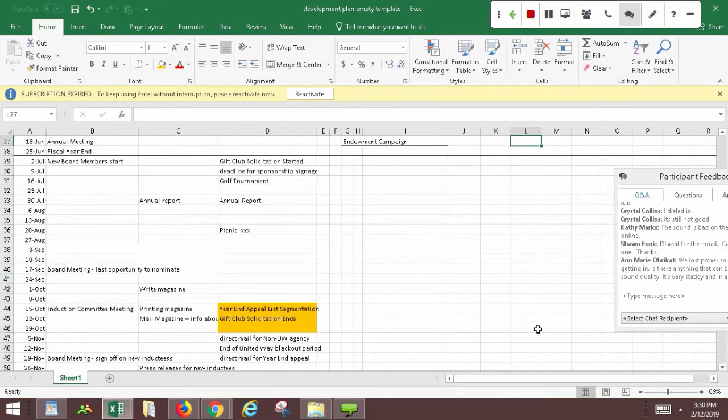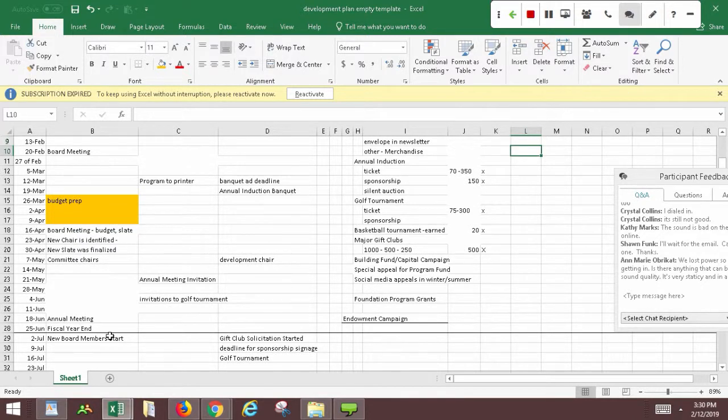Would it behoove this organization to do a spring appeal in addition to a fall appeal? And maybe even, since we're so busy right here, and they've got thank you letters and stuff to do, maybe this goes out like April 30th.